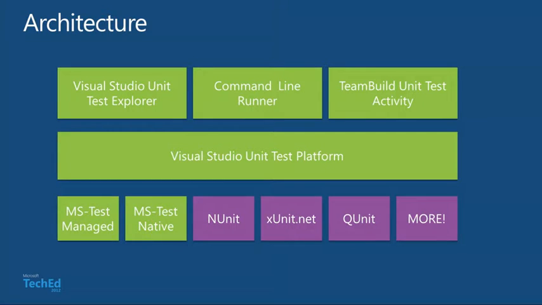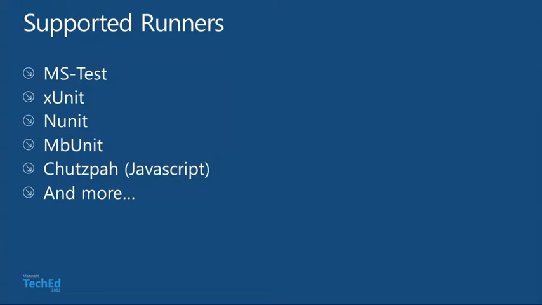We've got MS Test native there, so C++ unit testing support now. Limited, but it's there. NUnit, XUnit, QUnit, and some more. So this is what we've got right now. There's more coming. We can do JavaScript now. So if any of you have used Chutzpah before, this is a headless Phantom.js runner. So that's how it interacts with QUnit and Jasmine to do JavaScript unit testing.